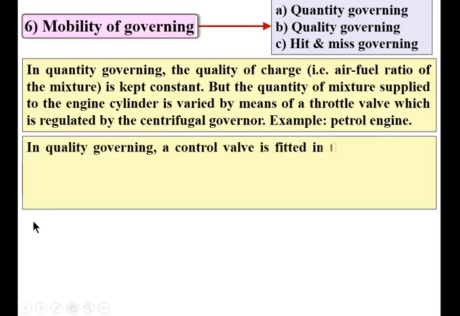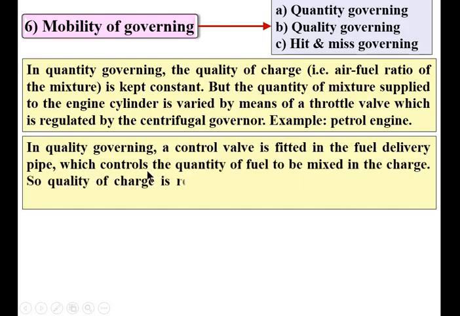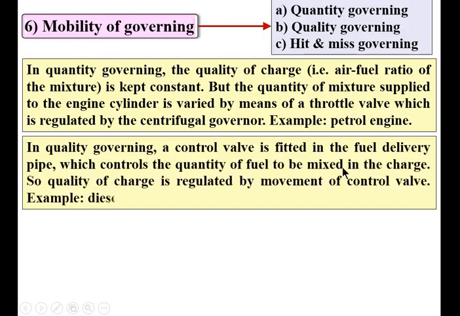Now the second category, quality governing. A control valve is fitted in the fuel delivery pipe which controls the quality of fuel to be mixed in the charge. So quality of charge is regulated by movement of control valve. Example, diesel engine. So simply the name itself indicates the quality is regulated by movement of control valve. And quality means what? Air-fuel ratio. So in quality governing, air-fuel ratio is not kept constant, but it is regulated by movement of control valve.